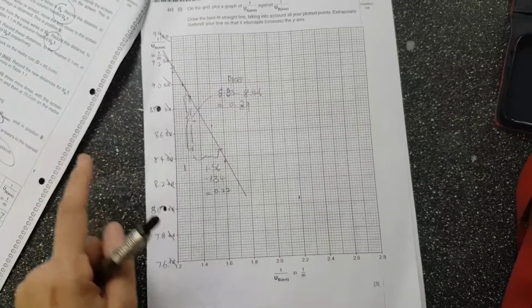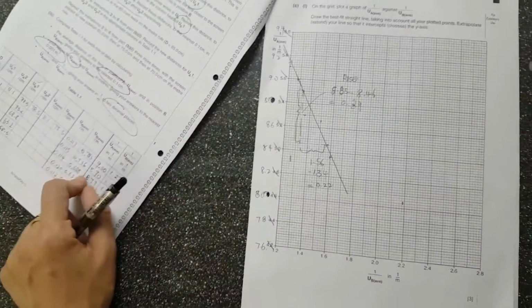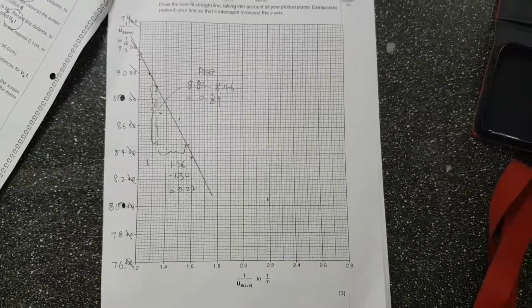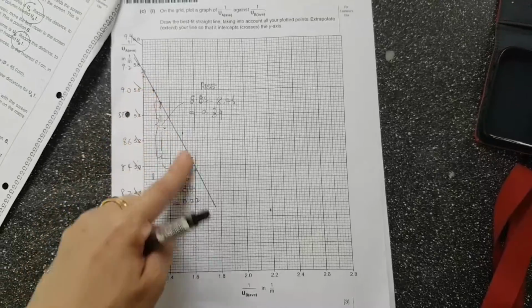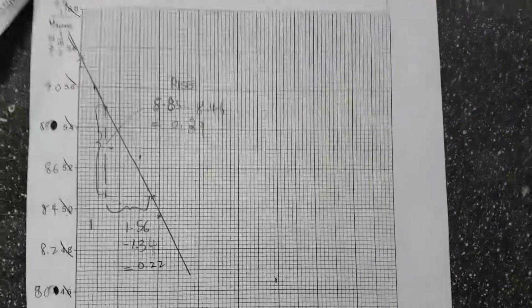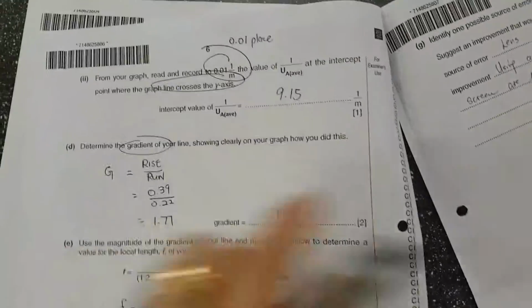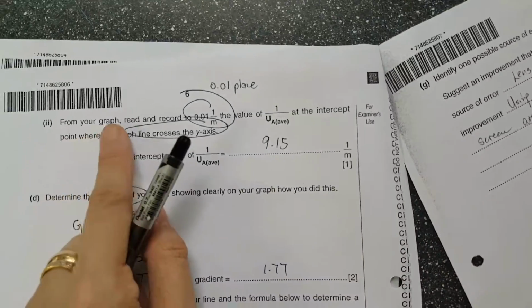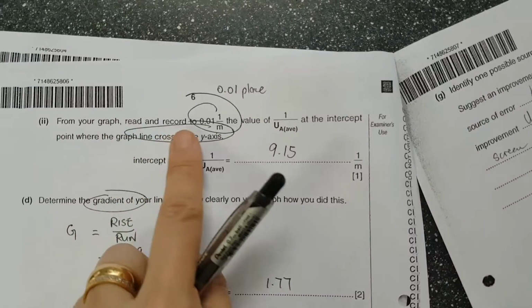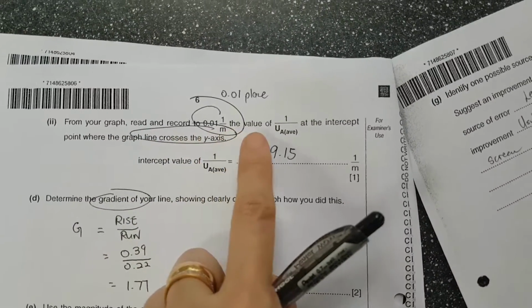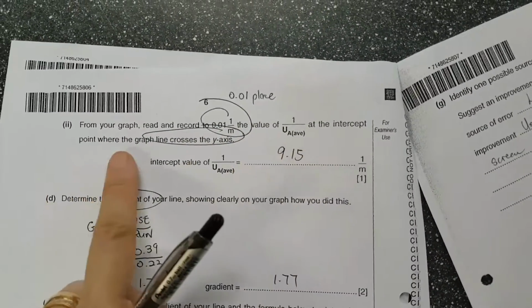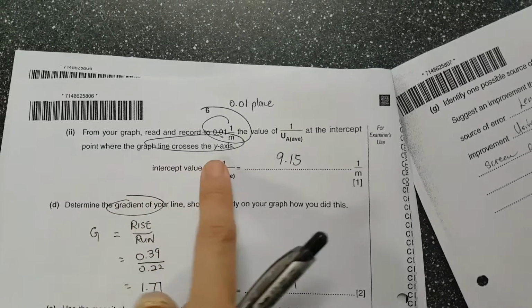So, if you plot the points that you have obtained here, your graph best fit line should look something like this. Okay, so based on your line, let's answer the question. Now, this question says from your graph, read and record, to 0.01, the value of the intercept, the point where the graph line crosses the y-axis.